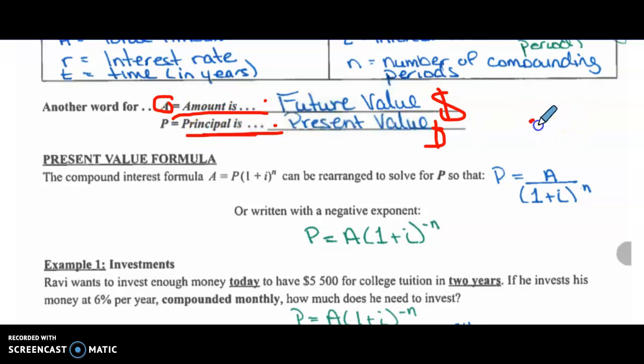So you have a situation where you have 500 bucks now. What's it going to turn into? You're looking for A. If you have the situation where it's I want 500 bucks later, how much do I have to put away now? I'm looking for P.